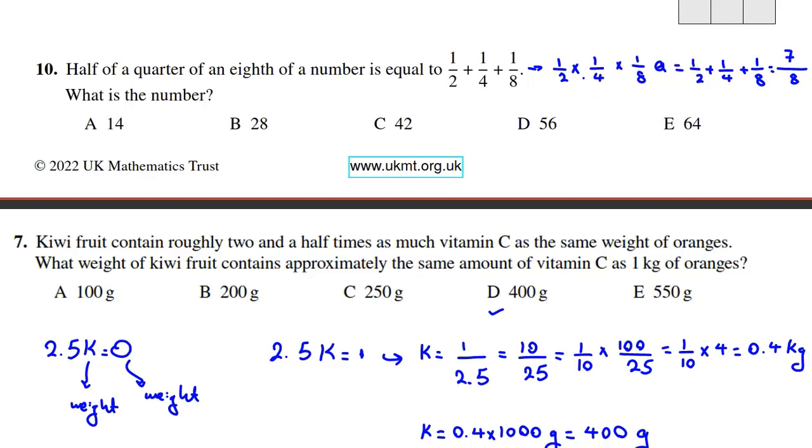And then, if I multiply both sides by 2 times 4 times 8, these denominators will be cancelled. The right side will be 7 over 8 times 2 times 4 times 8. 8 and 8 will be cancelled, so 2 times 4 is 8, 7 times 8 will be 56. So the answer is 56.